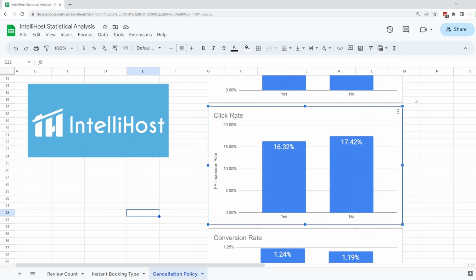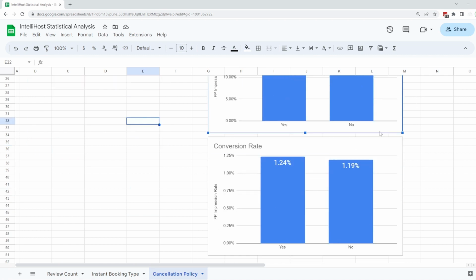On the click side, it actually shifts back a little bit. Those without a flexible cancellation policy tend to get a higher click rate. Not sure why, but the difference is pretty insignificant, so I wouldn't take that to the bank. And again, on conversion rate, similar. There's almost no difference between those with a flexible cancellation policy and those without. I expected to see a pretty big difference here, that people would bounce from the checkout page if they saw a really strict or non-flexible cancellation policy, but that doesn't seem to be the case.